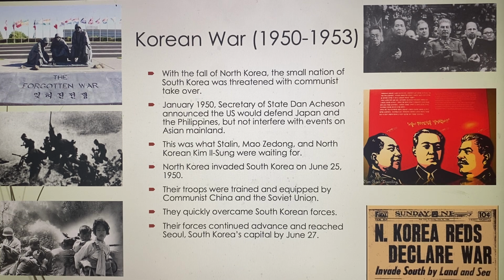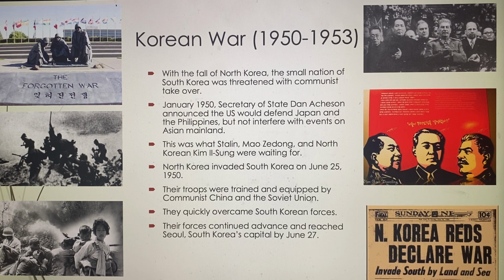You can remember those dates. With the fall of China, the small nation of South Korea was threatened with a communist takeover now. So in January of 1950, Secretary of State Dean Acheson announced the United States would defend Japan and the Philippines, but not interfere with events on the Asian mainland. So our Secretary of State basically said, okay, we're going to defend Japan and the Philippines and everything, but we're going to stay out of Asia.